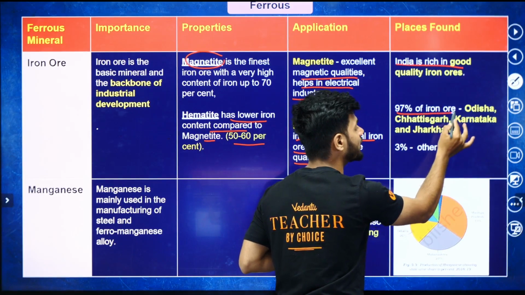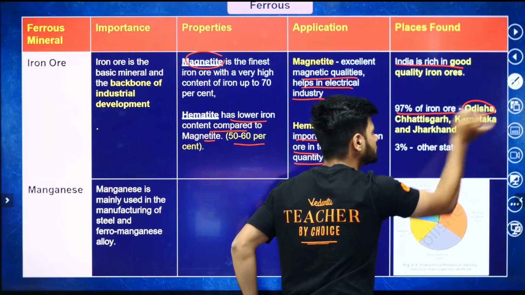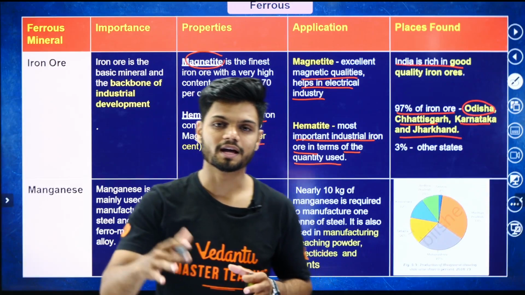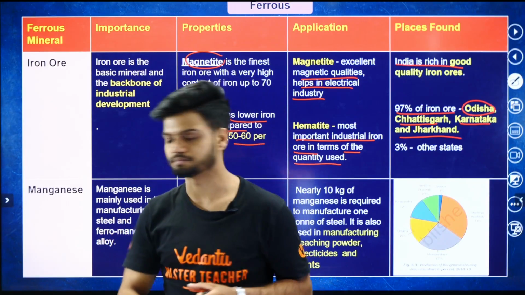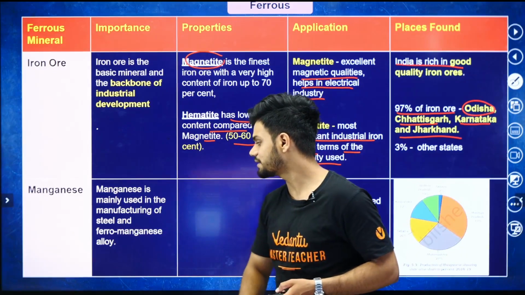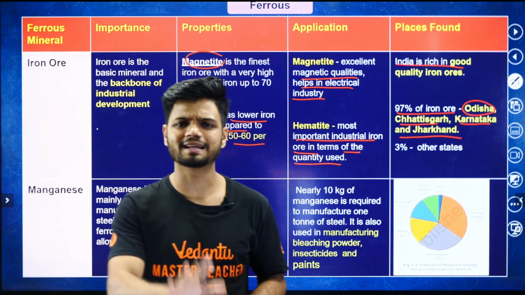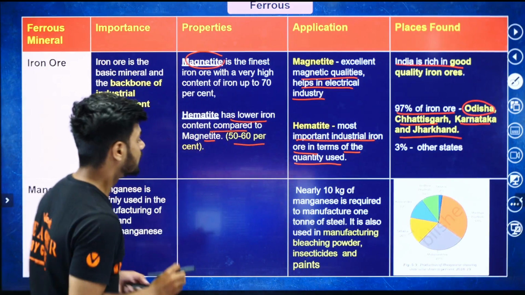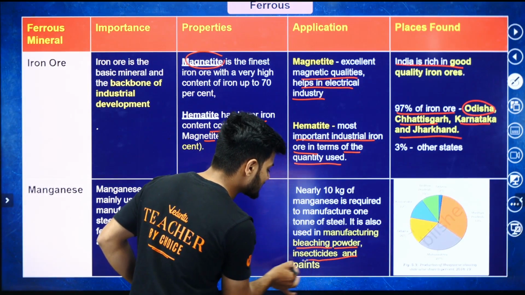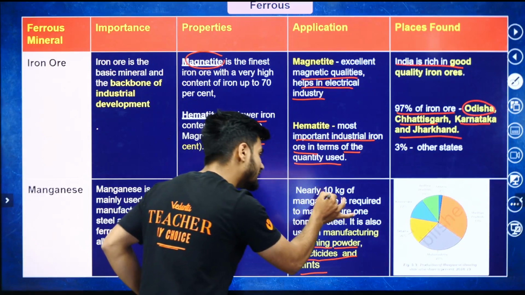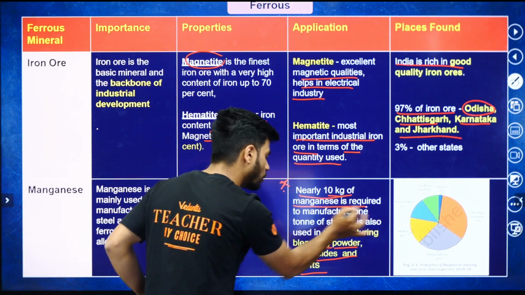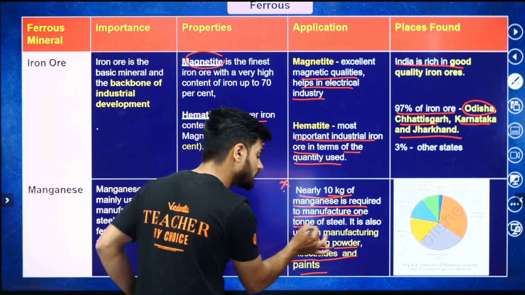97% of the iron ore is found in Odisha, Chhattisgarh, and Karnataka, which is extremely rich in it. Then we have manganese. Manganese is mainly used in the manufacturing of steel and ferrous manganese alloy. So the main application of manganese is in alloy form. Remember that. Then we have the applications: manufacturing bleaching powder, insecticide, as well as paints. And nearly 10 kgs, a very important line, nearly 10 kgs of manganese is required to manufacture 1 ton of steel.